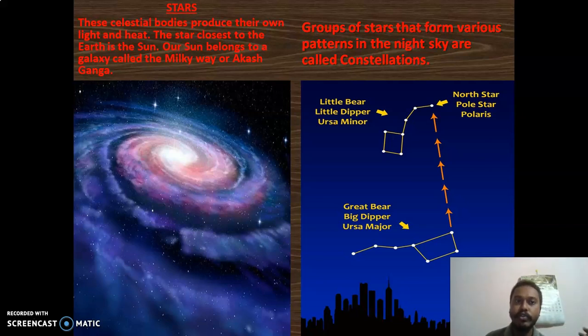Now our sun belongs to the galaxy called the Milky Way. We live in a galaxy called the Milky Way. The whole universe is made up of many galaxies, and every galaxy contains many solar systems, many planets, many stars, and everything. It is very vast. How many galaxies and how many solar systems the whole universe comprises, we cannot say, but many. Our sun belongs to the galaxy called the Milky Way, or Akash Ganga in Hindi.